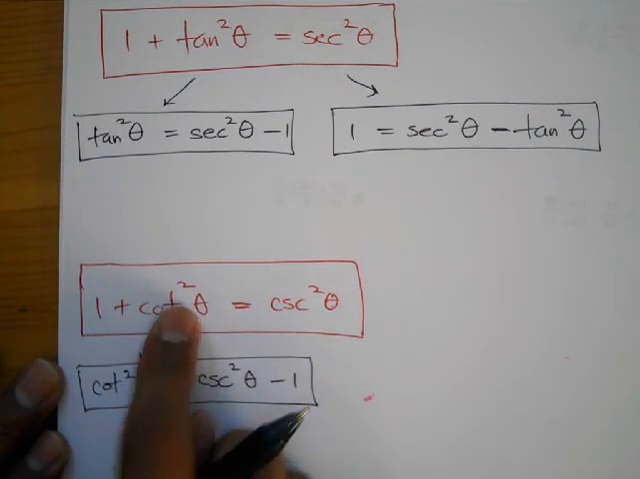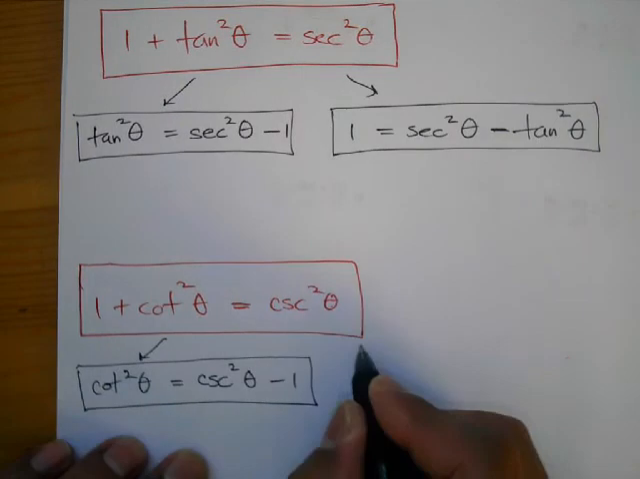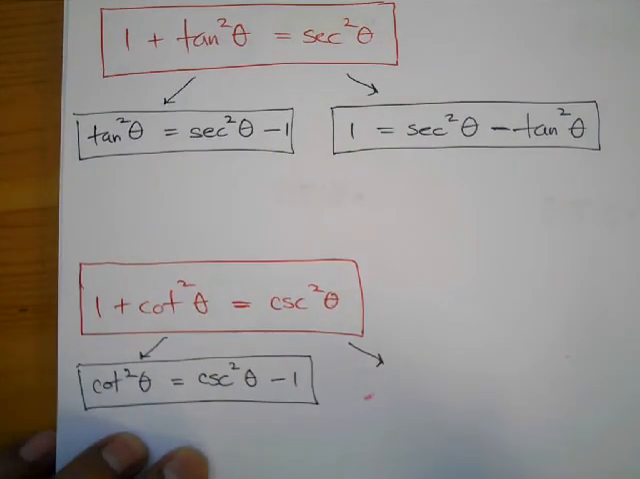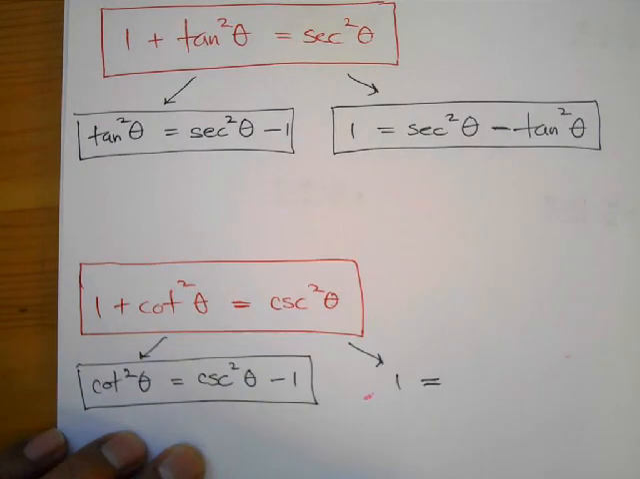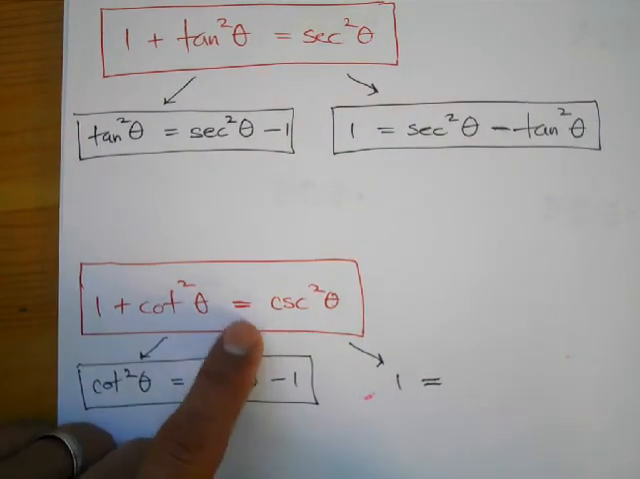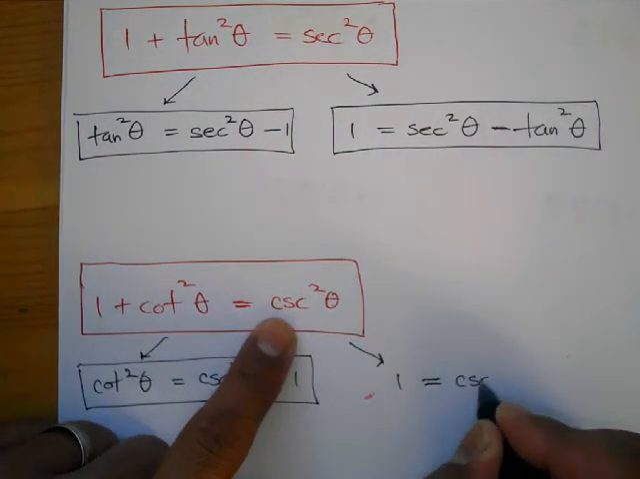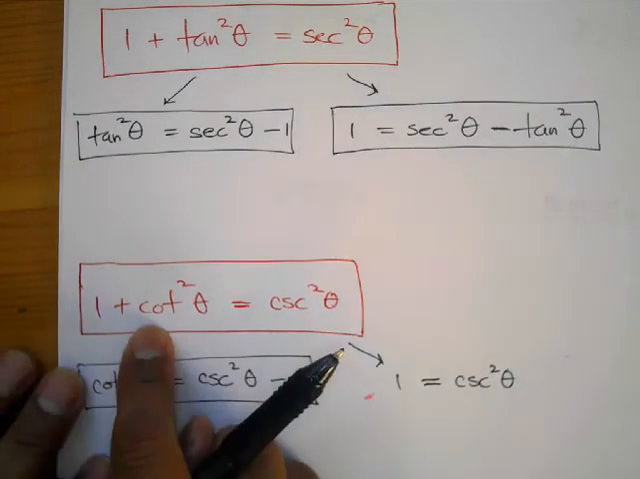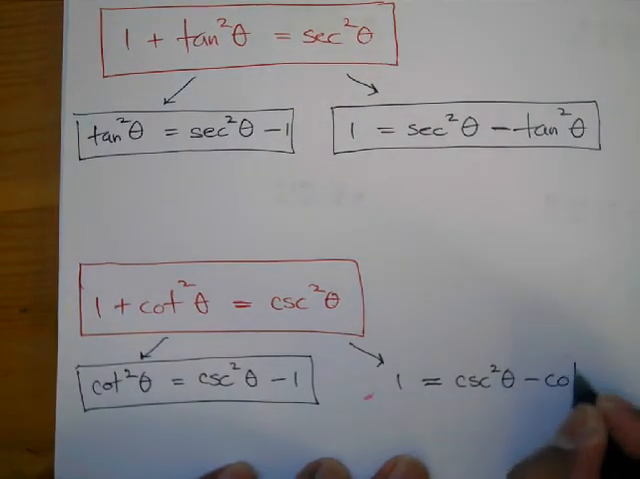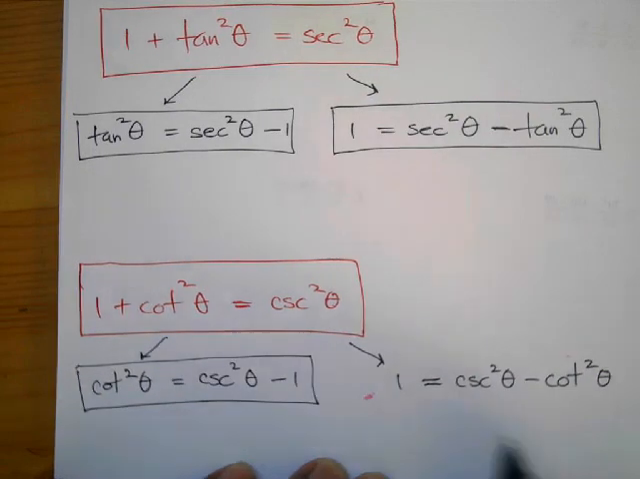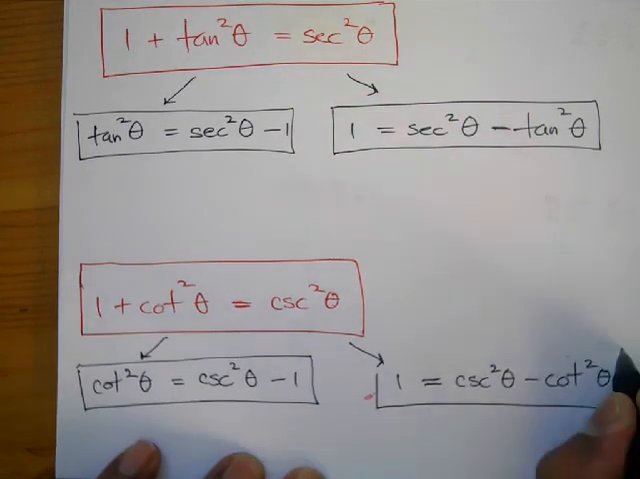Okay, then this one I kept the cotangent squared here. Now, what if I keep the 1 and I move this over? Well, then the other form of this would be 1 is equal to cosecant squared theta, and this positive cotangent squared, you move it to the other side, will be minus.